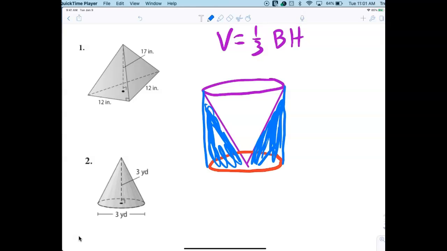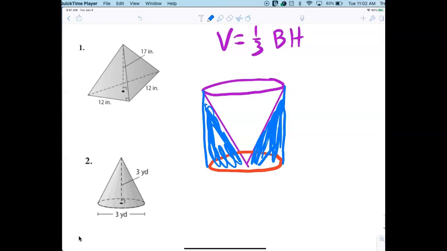It's super easy, but most kids make it too hard because they try to memorize a formula for every single shape. I don't want you doing that. I want you to say the volume of a prism is base times height, and the volume of a pyramid is 1/3 base times height. And then you just have to tell me what the shape of the base is. Then you know the formula.